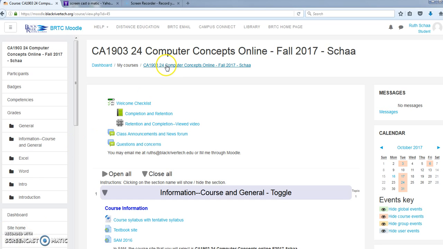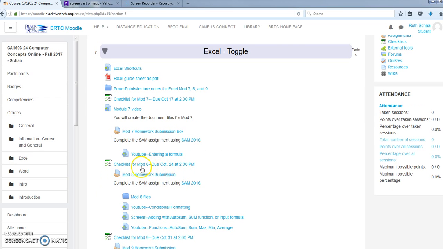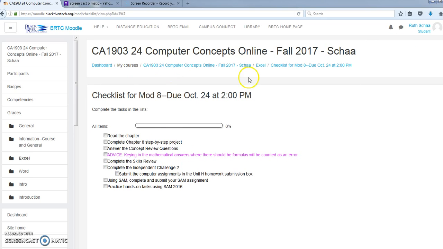This week in Computer Concepts, we are working on Excel, Mod 8. To find your files for Mod 8, you will go to the Mod 8 folder, click and download. I've already downloaded the first file, 8-1. Don't forget to check on your checklist, read the chapter, complete the Chapter 8 step-by-step, which is 8-1.